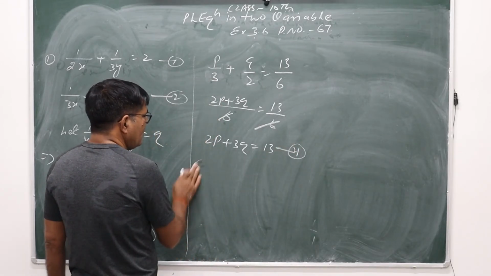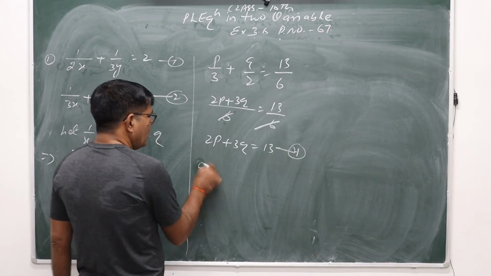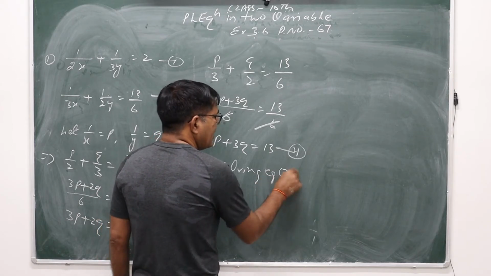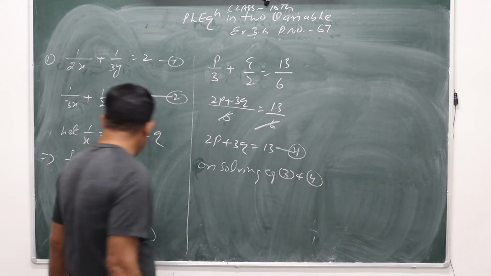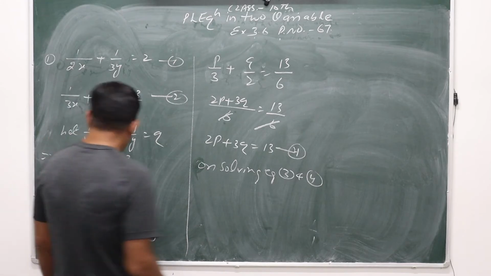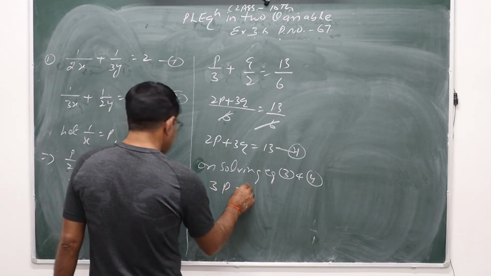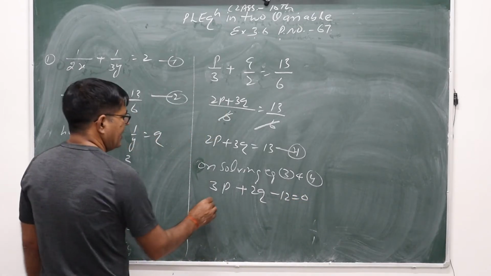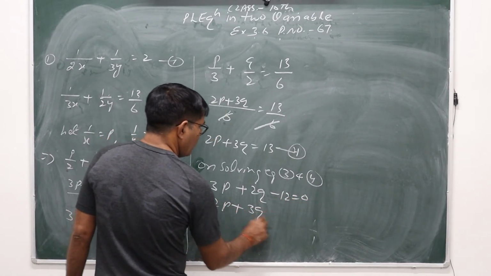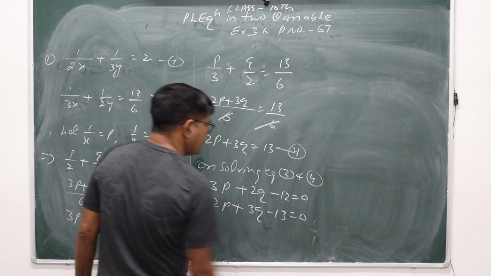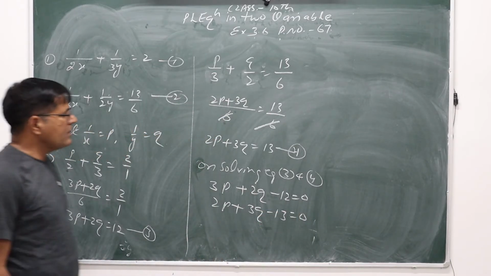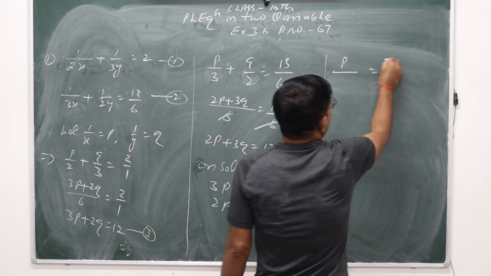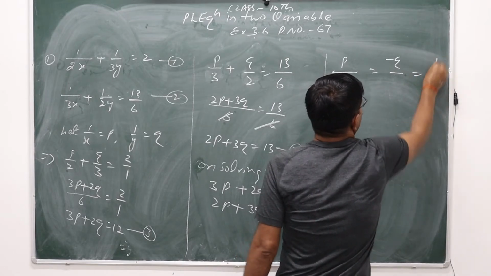Now on solving equations number 3 and 4, how can we solve these? Write both in standard form: 3p plus 2q minus 12 is equal to 0 first, and 2p plus 3q minus 13 is equal to 0 second equation. Using the cross multiplication method we can solve now. So p upon, minus q upon, and constant 1 upon.